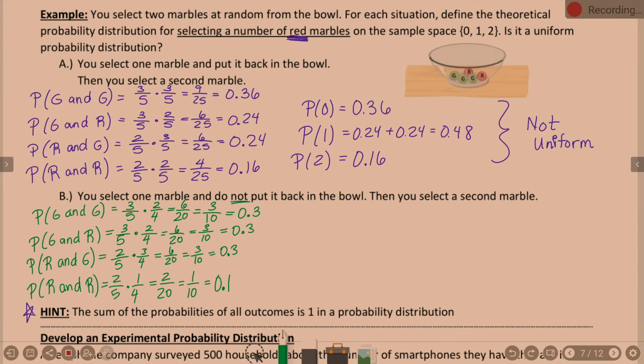Okay. We were asked for the probability distribution of 0, 1, 2. So I need the probability of 0, the probability of 1, and the probability of 2. Okay, what's my chance of 0 red marbles? 0.3. What's the chance of 1 red marble? 0.6, because there is the 0.3 plus the 0.3. And what's the chance of 2 red marbles? 0.1. Okay. Is this uniform?